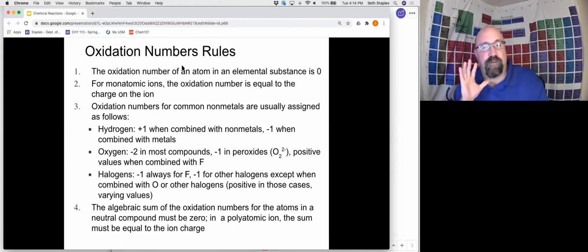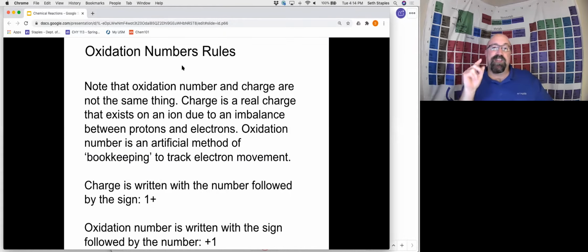Back up. These are the rules that you want to use when you're trying to determine the oxidation numbers of elements within a compound. Go back to these rules and go through them very systematically when you're trying to determine oxidation number. It is important to note that oxidation number and charge are not the same thing.